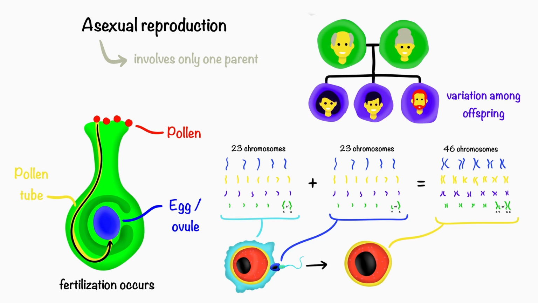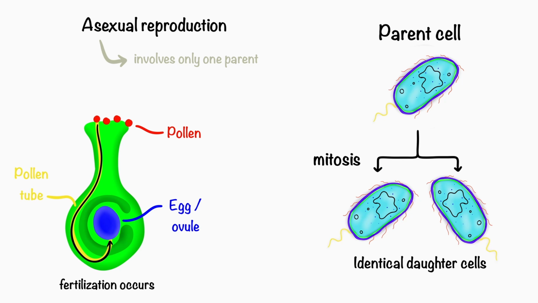In contrast, asexual reproduction involves only one parent and the offspring are genetically identical to that parent. Asexual reproduction happens through mitosis, a cell division process where one cell makes two genetically identical copies. The new cells contain exactly the same genetic information as the parent cell. Since there's only one parent, no fusion of gametes, and no mixing of chromosomes, the offspring are clones of the parent, genetically identical in every way.